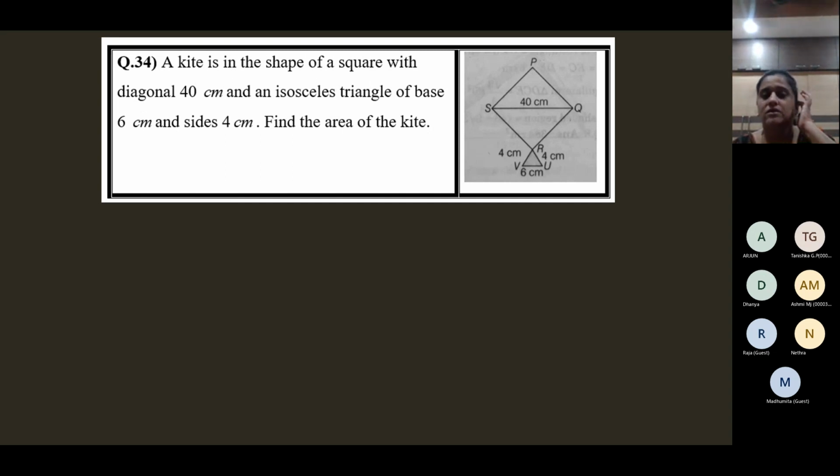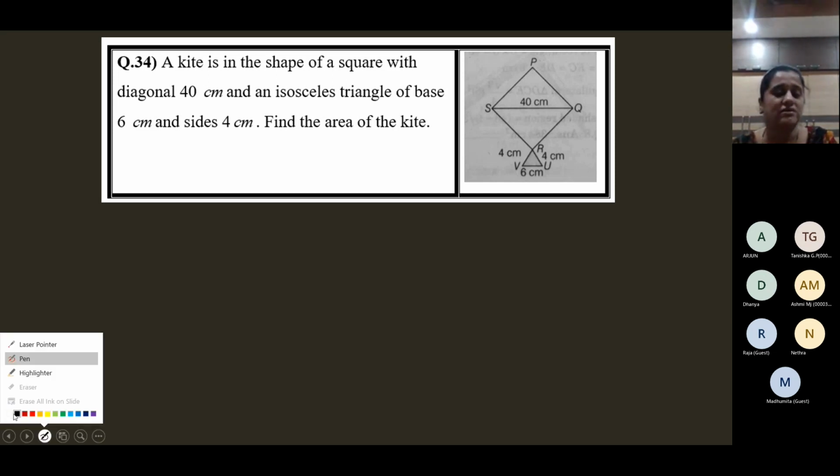So how do you find the area of a square given the diagonal? Half d square. Half d square is the formula to find the area of a square given its diagonal.